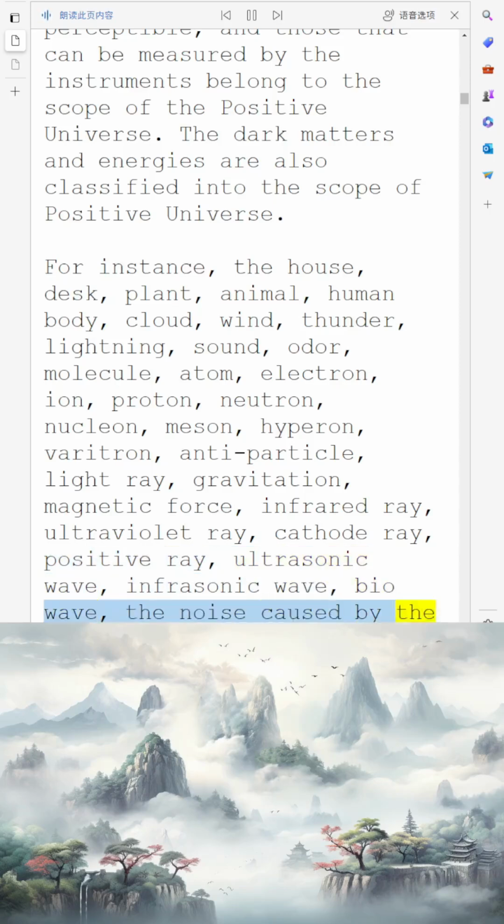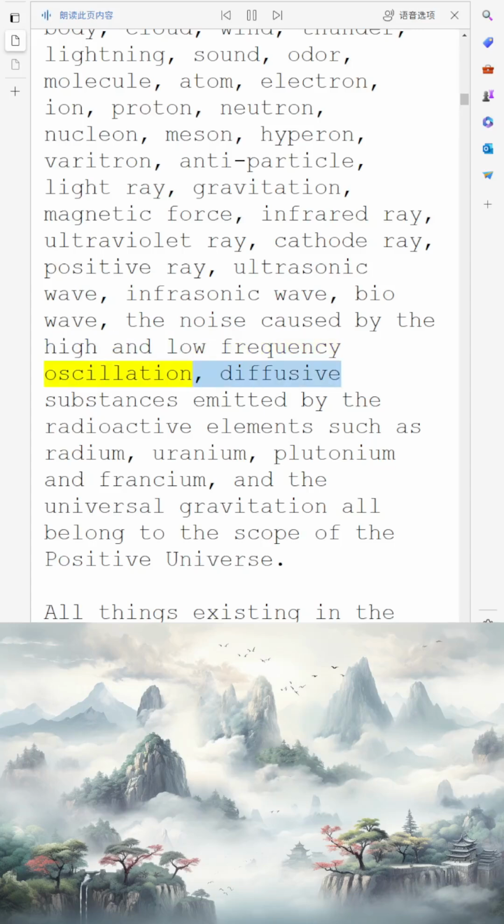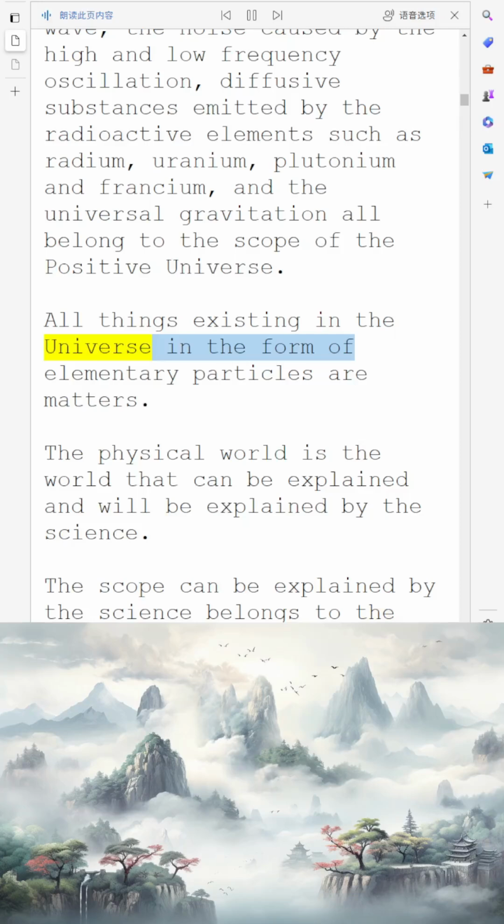The noise caused by high and low frequency oscillation, diffusive substances emitted by radioactive elements such as radium, uranium, plutonium, and francium, and universal gravitation all belong to the scope of the positive universe. All things existing in the universe in the form of elementary particles are matters.